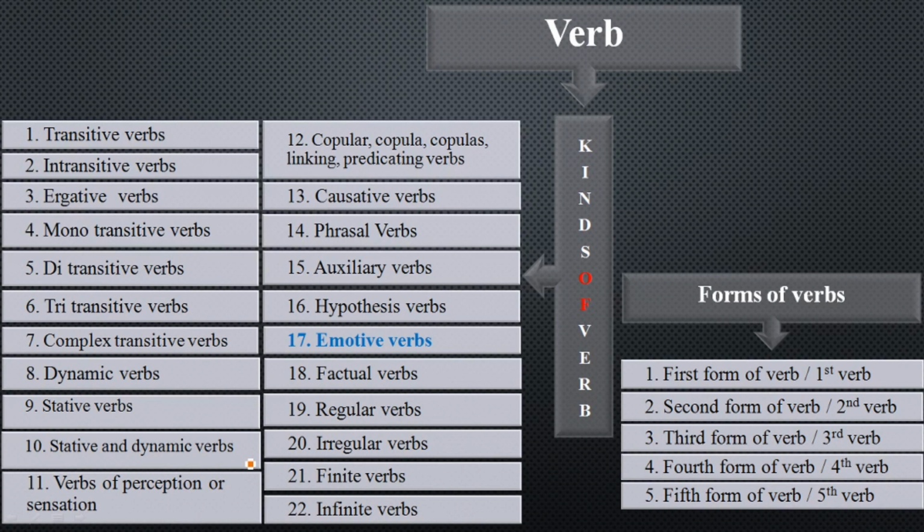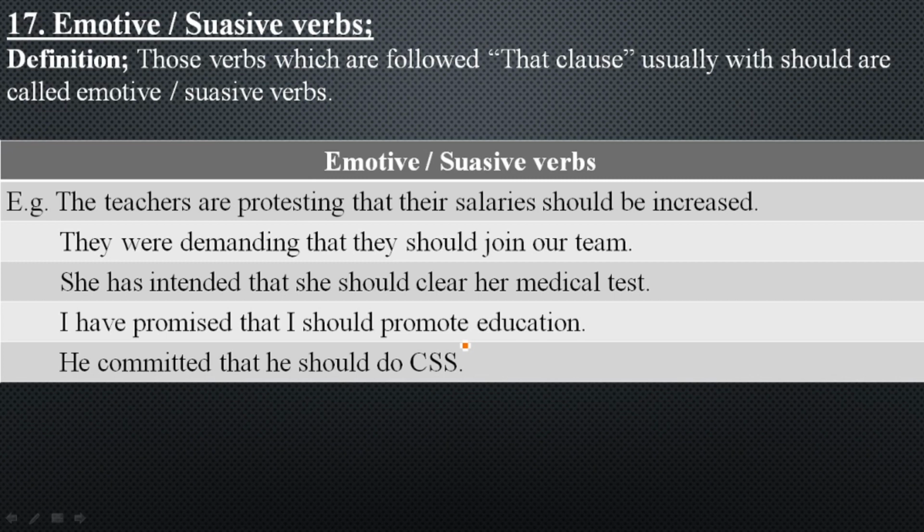We have already discussed the 16 kinds of verbs and today we are going to discuss the 17th. It is known as emotive verbs. It is also called the suasive verbs. Let's begin with the definition of emotive and suasive verbs.